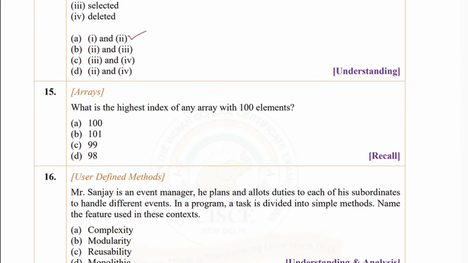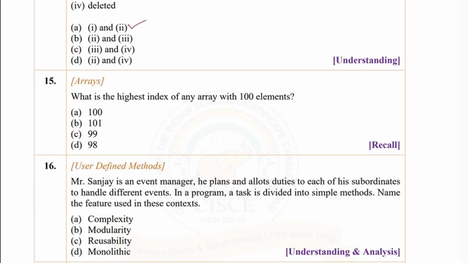What is the highest index of any array with 100 elements? The length is 100. That means the last index must be length minus 1, which is 99.